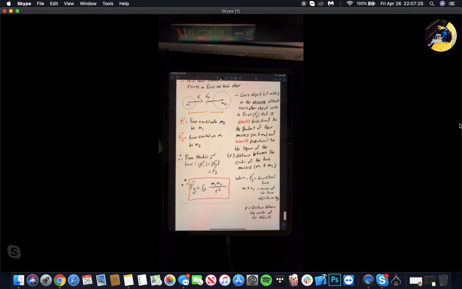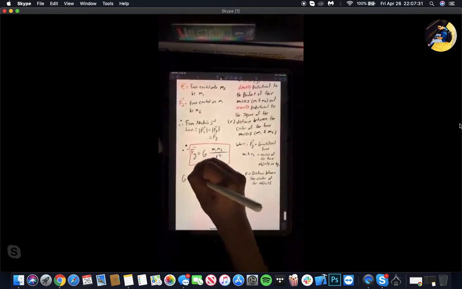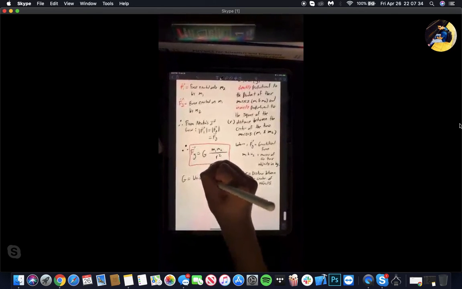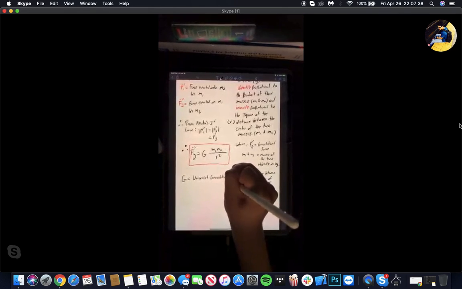So the big G, what does that stand for? Do we know that? Oh yes, big G, how can I forget? G is the universal gravitational constant.